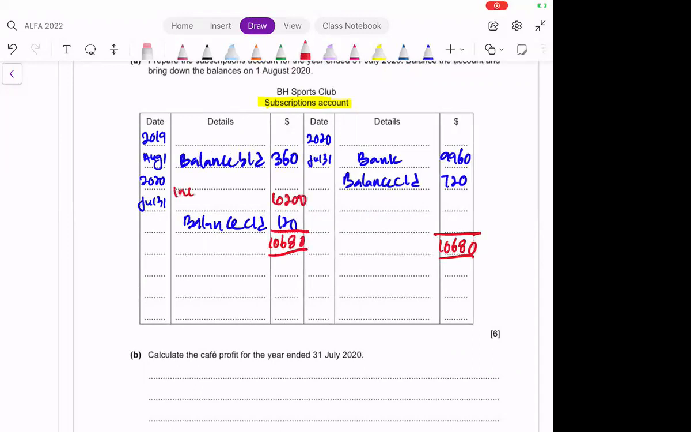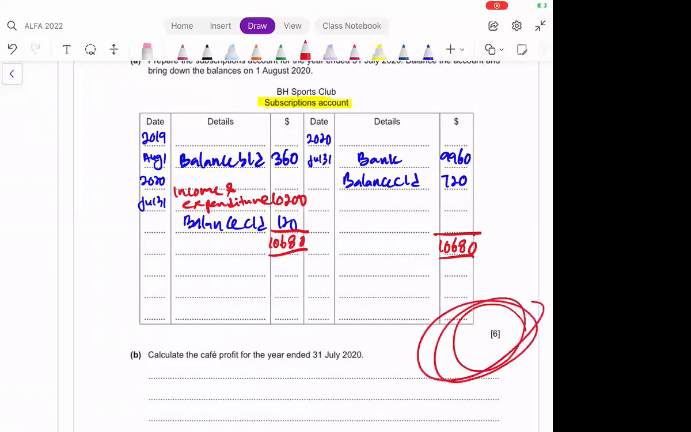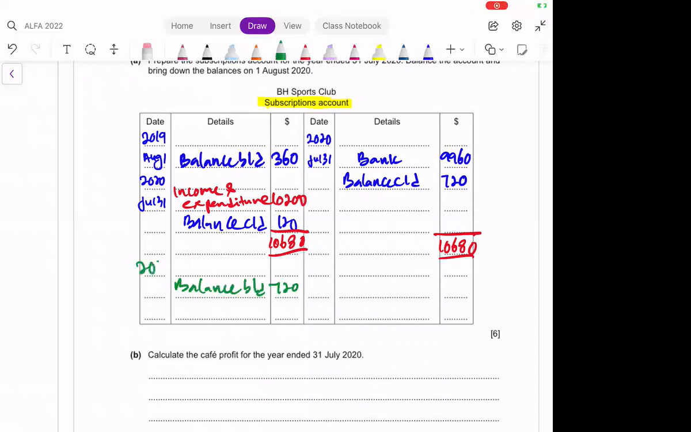That's my income and expenditure. If you submit this, how many marks do you get? 4 marks. The total marks is 6, but you only get 4 marks. You know why, right? Balance c/d must have a balance b/d to get 1 mark. Balance c/d will have a balance b/d, another 1 mark.